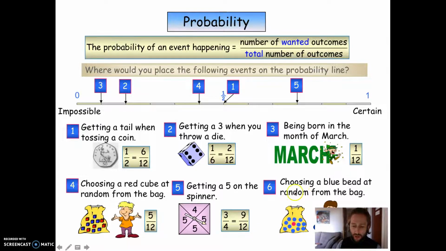And the last one, choosing a blue bead at random from the bag. Well, there's 12 possible outcomes, and there's 11 outcomes that we could get because there's 11 blue balls, but the total number of outcomes, the total number of balls, is 12. So that would be 11 twelfths.